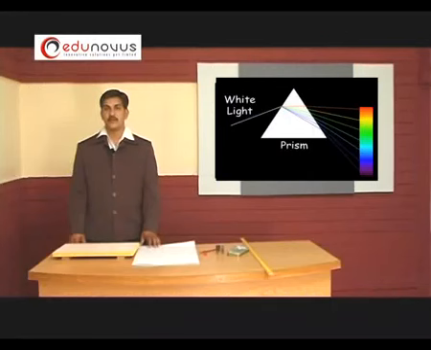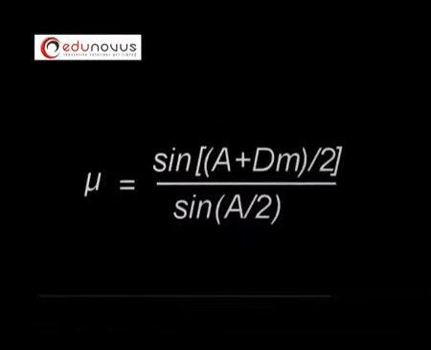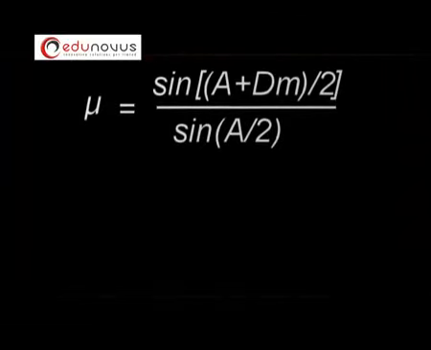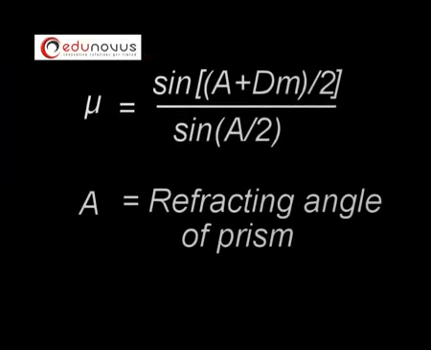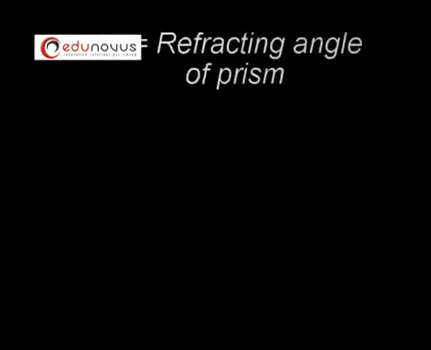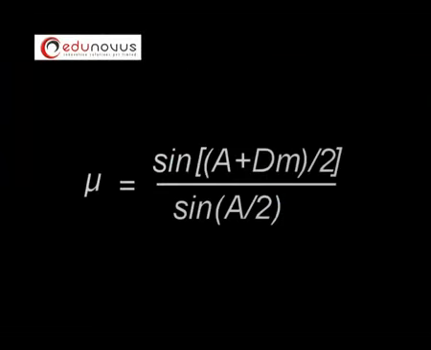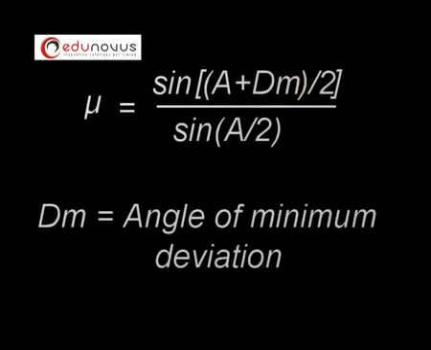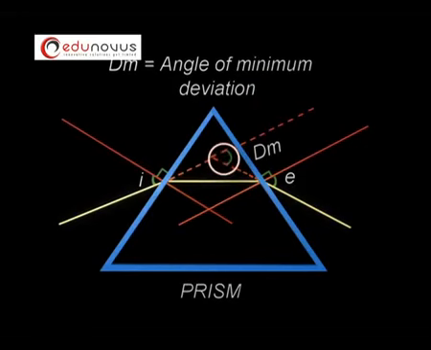The formula we are using in this experiment for finding the refractive index of the material of the prism is mu is equal to sin (A plus Dm by 2) by sin (A by 2). Here, capital A is the refracting angle of the prism. Dm is angle of minimum deviation.